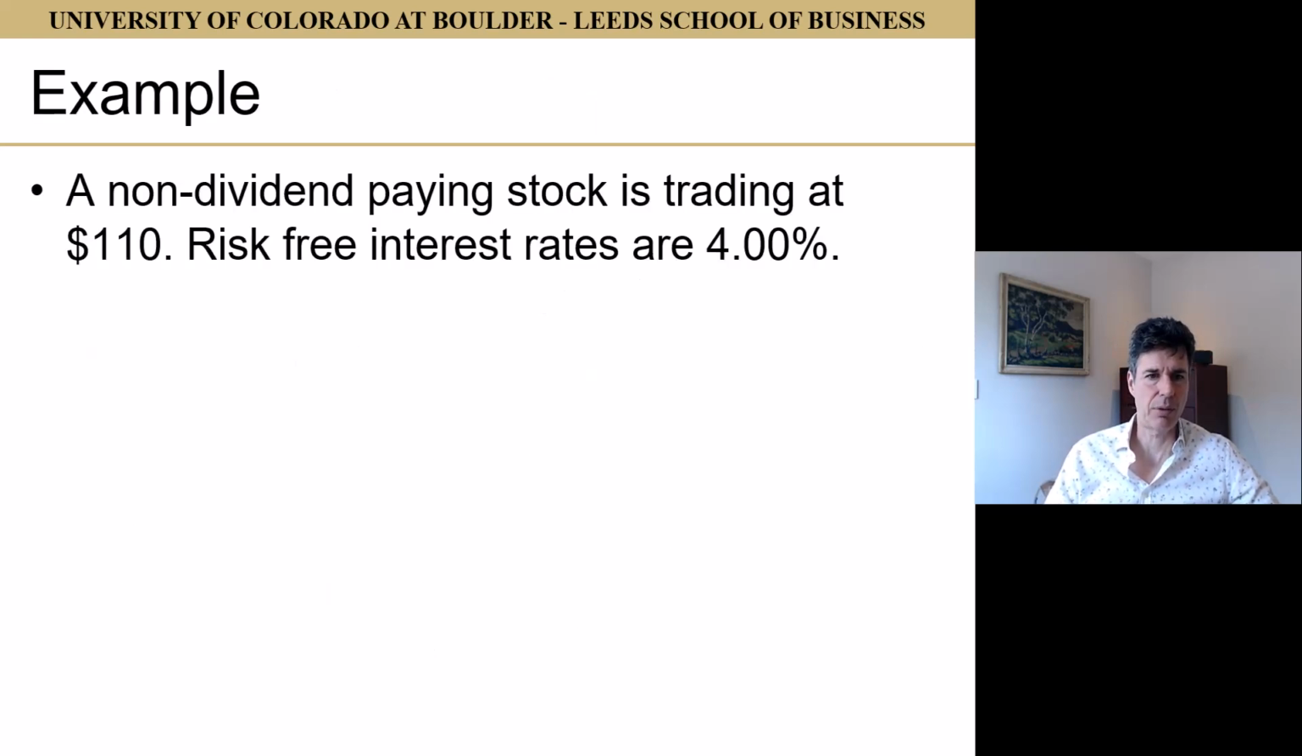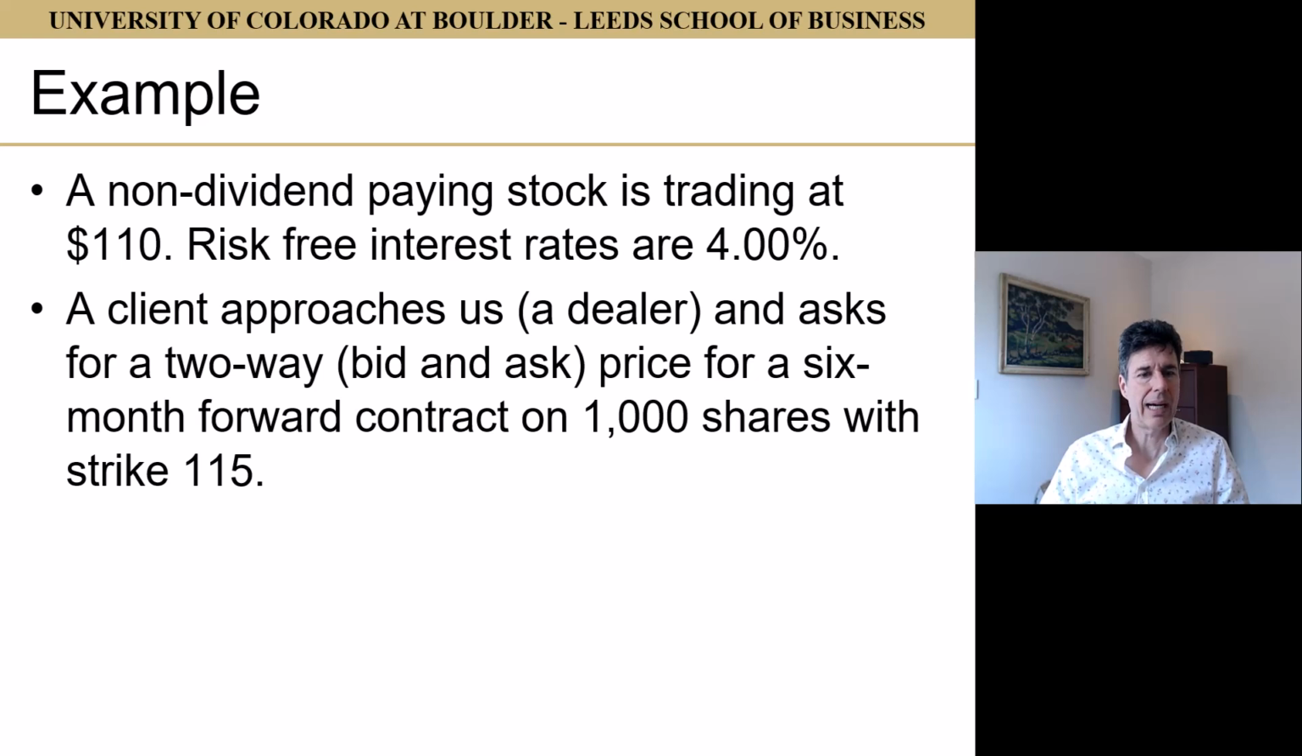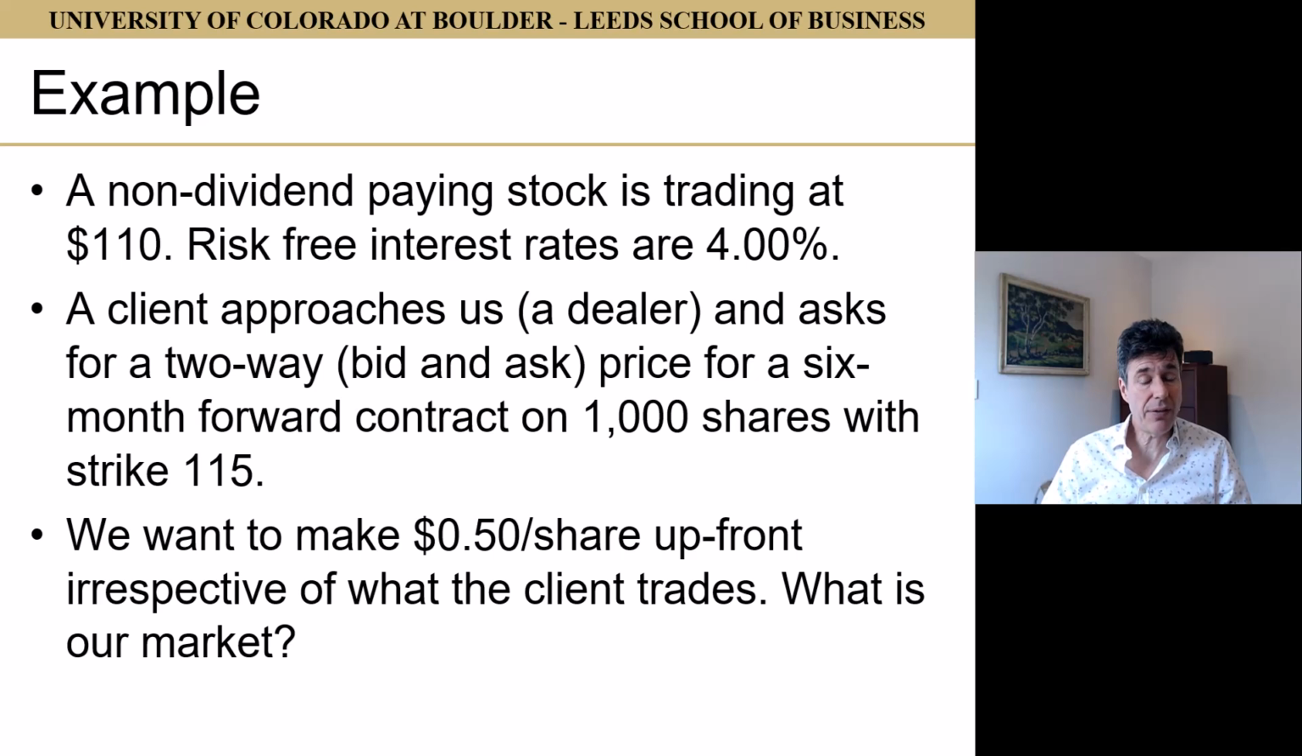So let's do an example. Non-dividend paying stock is trading at 110. Risk-free interest rates are 4%. A client approaches us, we're going to be the dealer, and asks for a two-way bid and ask price for a 6-month forward contract on 1,000 shares with strike 115. So they're specifying the strike. We want to make 50 cents per share up front, irrespective of what the client trades.